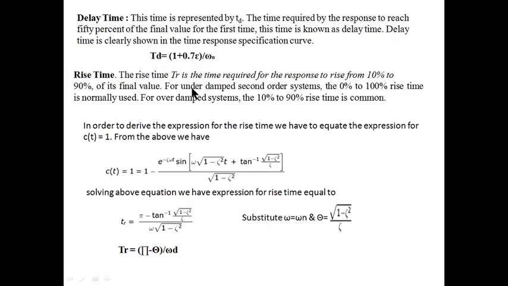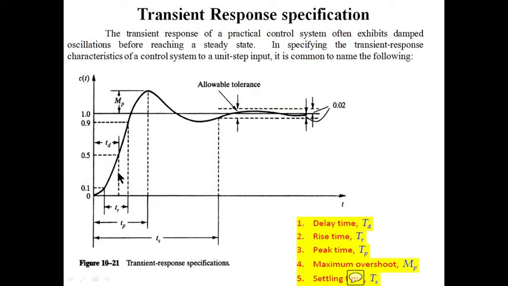Then rise time. The rise time T of R is the time required for the response to rise from 10 to 90% of its final value. So here you can see the rise time. It is the time required by the system to go from 10% to 90% of its final response. So this is the final response, and the time required from 10% to 90% of it is considered the rise time.